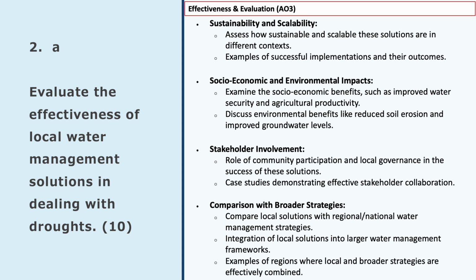Stakeholder involvement. Who is actually involved in the making of these decisions? Are people allowed to consult with decision makers? Is the local decision making kind of democratic, or is it based on evidence? And comparison with broader case studies, you might be able to compare local solutions with some other regional, national solutions. Although keep in mind that essay question is local water management solutions, so that should really be the focus. It should only kind of be after you've looked at those that you would go into this kind of comparison. So we're not focusing on the regional or the national solutions so much.